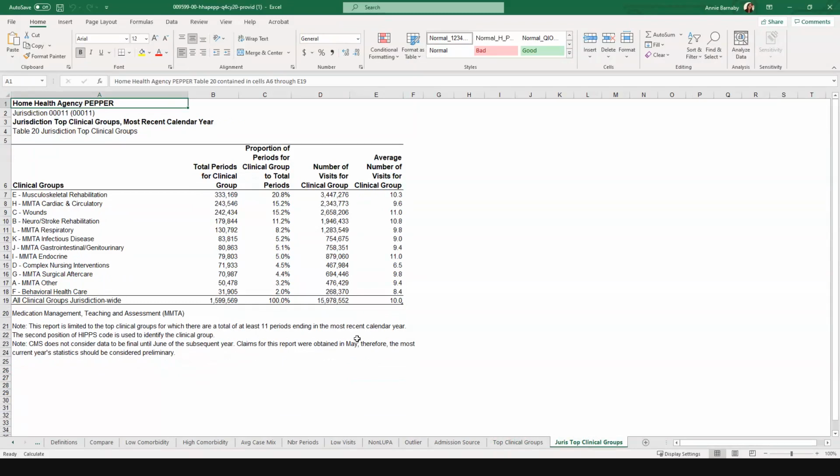And again, that's kind of a nice middle ground for comparisons. When we're talking about the jurisdiction, it's bigger than the state, but smaller than the nation. So it's a good comparison group in the middle there.